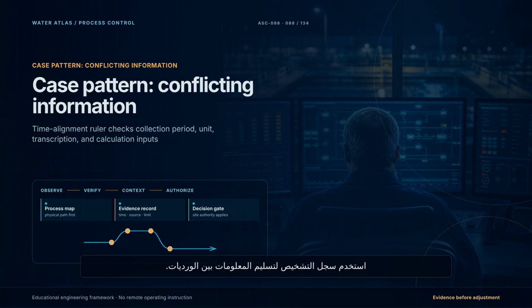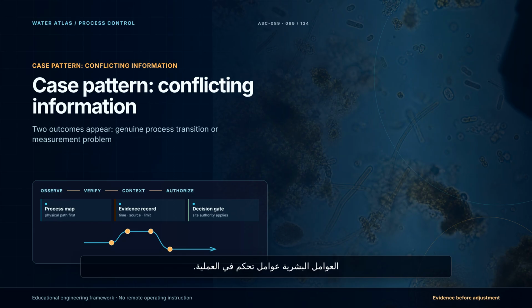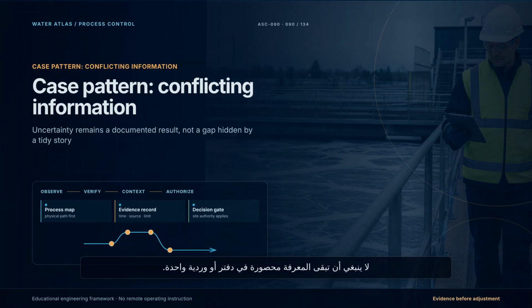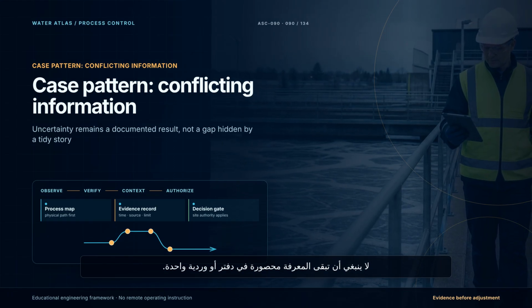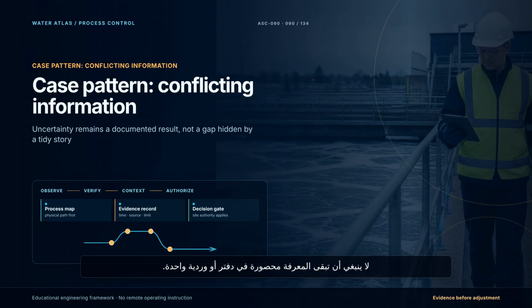Conflicting data are common. An online instrument may indicate one condition, while a laboratory result suggests another. A clarifier may look unusual, while key solids results remain near the plant's expected range. A calculation may change, even though no physical change is obvious. When information conflicts, resist the urge to average it mentally.